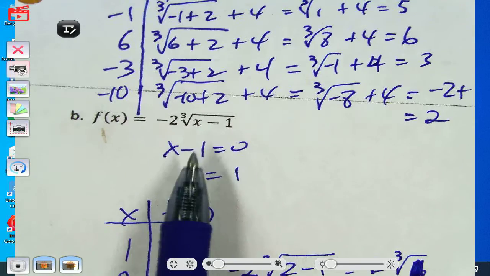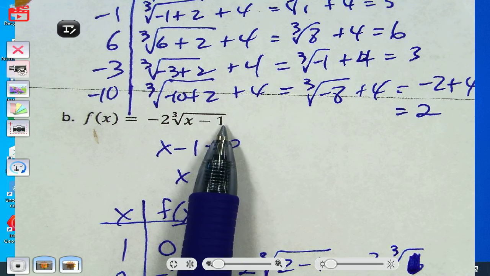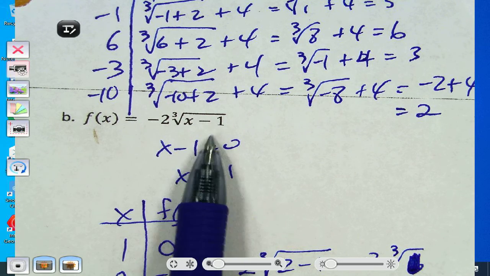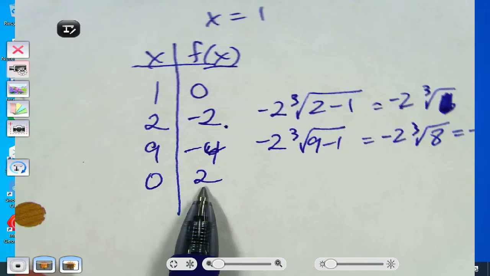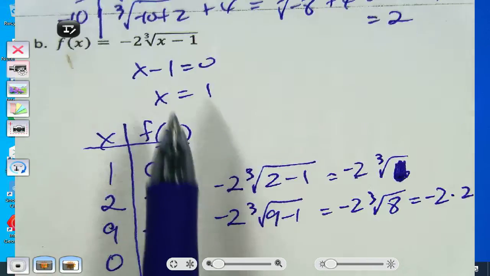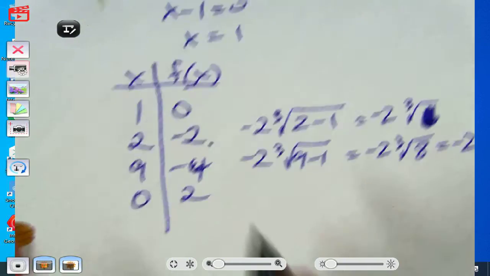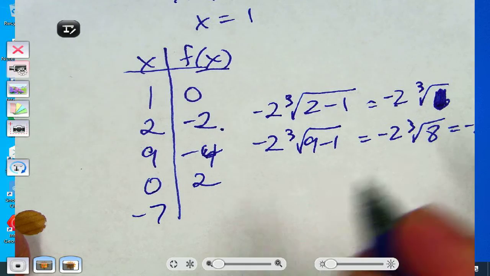Okay, if I plug in 0, I get negative 1, right? What's the cube root of negative 1? Negative 1. And then it's negative 2 times negative 1, so it's positive 2. Alright, so now I want to get a negative 8. So what do I plug in to get a negative 8? Negative 7. So that's going to be positive 4.